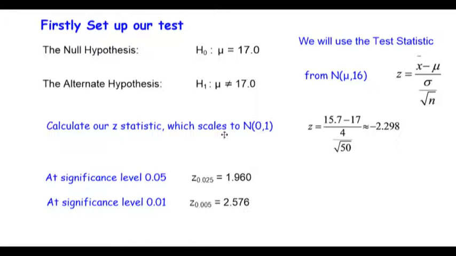Okay. Now, we're going to have a look at the 5% and the 1% significance levels. These two values here are coming from the normal tables. Now, we would need to look at the normal tables to get these particular values. Okay.